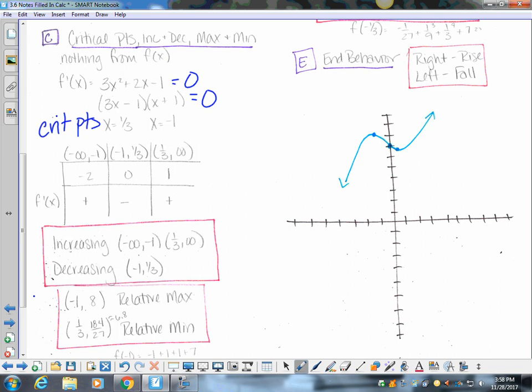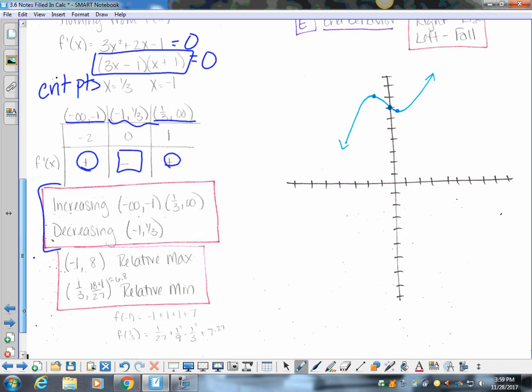I pick numbers in those intervals, and I plug it into my derivative to figure out if I'm positive or negative. I'm going to plug it back in here and just see if that turns out to be positive or negative. Again, I don't care about numbers. I just want to know the sign of my answer. Okay, so once I've done that, then I know that I am increasing on those two intervals, and I'm decreasing on that interval right here. So I've got that boxed in.